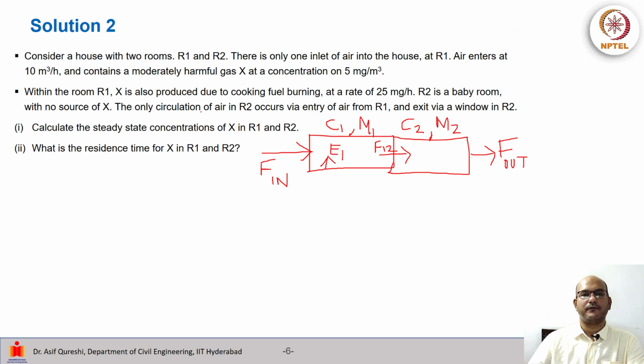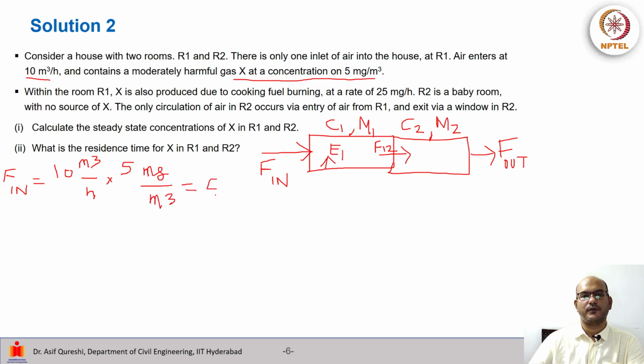Okay. Now F in is the mass of chemical coming in. So this is equal to airflow, which is 10 meter cube per hour, multiplied by the concentration of the incoming air, which is 5 milligrams per meter cube. So this is equal to 50 milligrams per hour. E1 is 25 milligrams per hour.